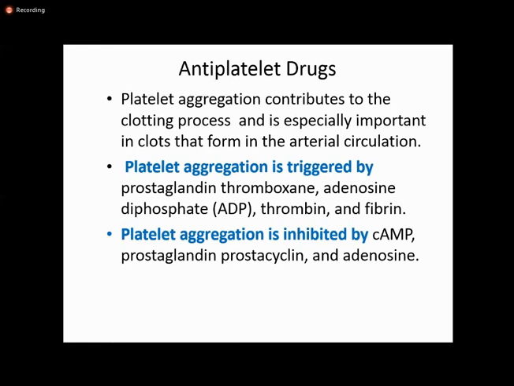Platelet aggregation is triggered by prostaglandin thromboxane, adenosine diphosphate, thrombin, and fibrin. Platelet aggregation is inhibited by cyclic AMP and prostaglandin, that is prostacyclin, because thromboxane promotes platelet aggregation and prostacyclin inhibits platelet aggregation. So there are three important compounds: cyclic AMP, prostacyclin, and adenosine. They prevent platelet aggregation, right?